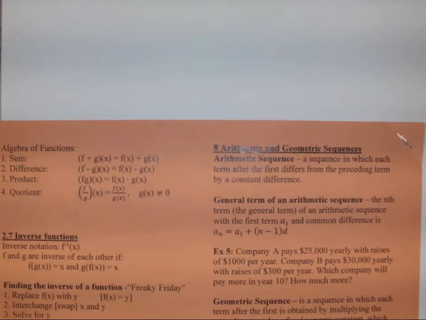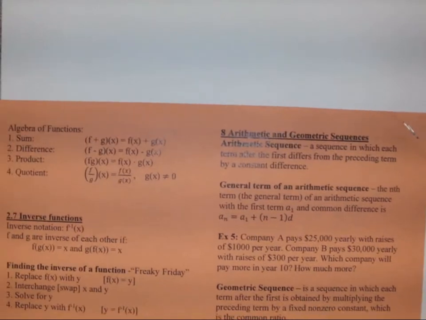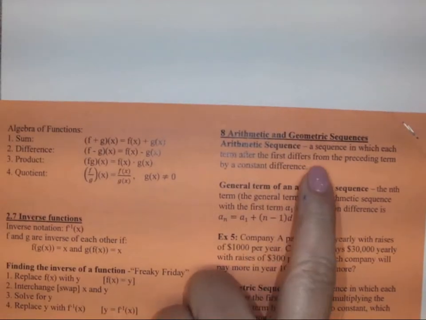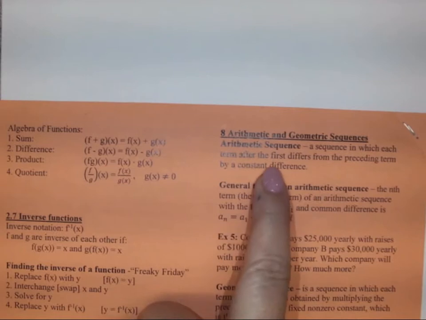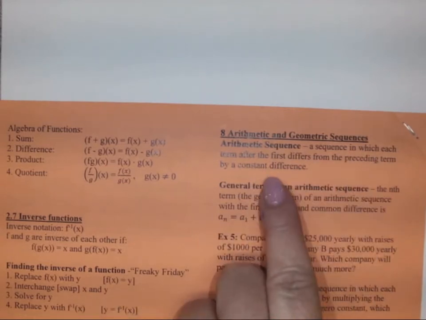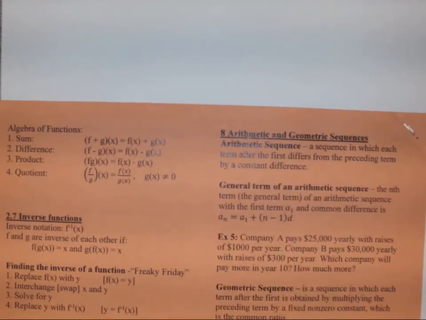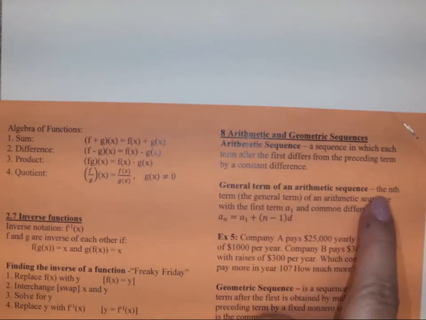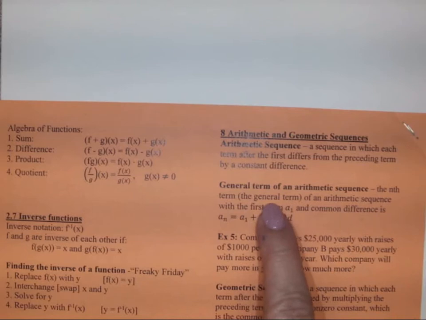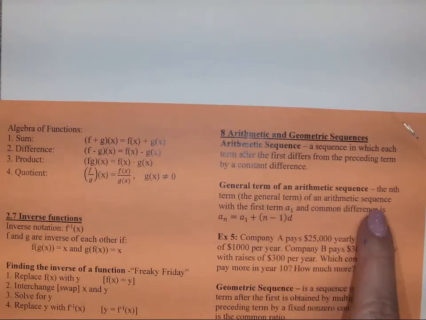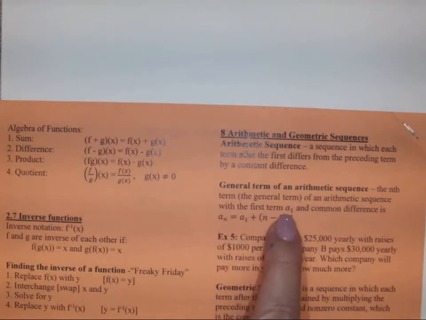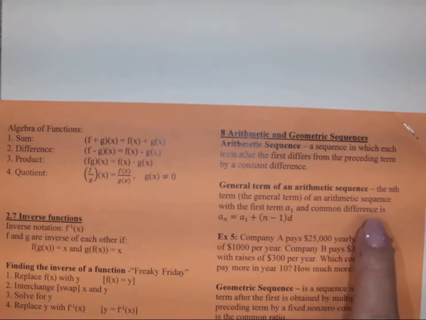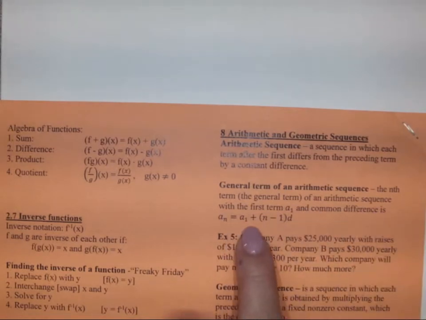All right, so we're going to talk about arithmetic and geometric sequences. So an arithmetic sequence is a sequence in which each term after the first differs from the preceding term by a constant term. And the general term of an arithmetic sequence, with the first term a sub 1 and the common difference d, is a sub n equals a sub 1 plus n minus 1 times d.